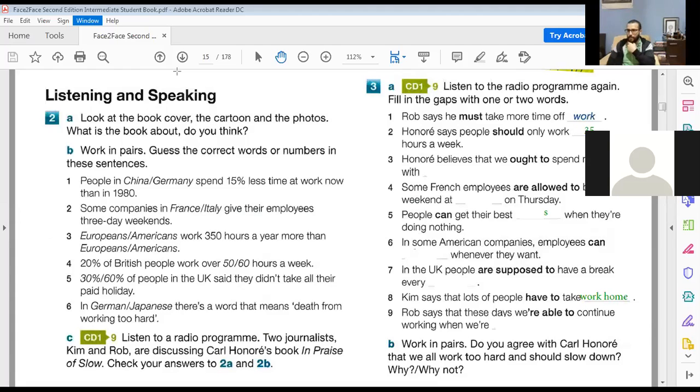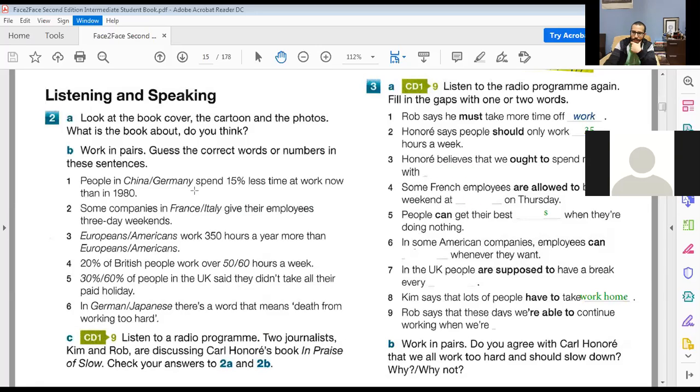So number 1 says people in China or Germany spend 15% less time at work now than in 1980. Do you think this is true in Germany or is it true in China? What do you think? I think it's in Germany. Okay. Even me. Yes. All right. Germany, I think. Okay. So most of you think it's Germany.